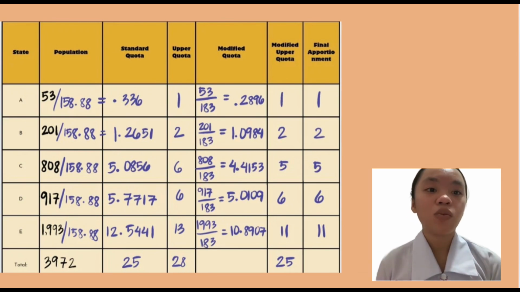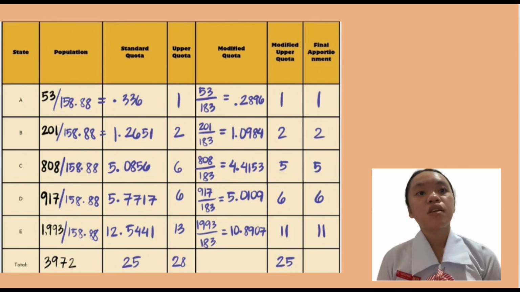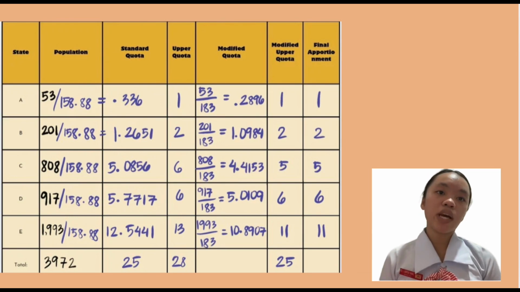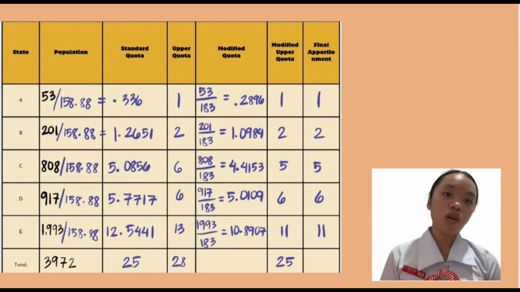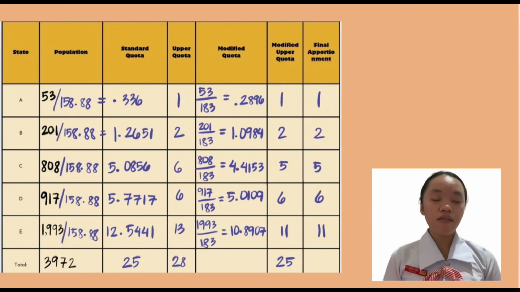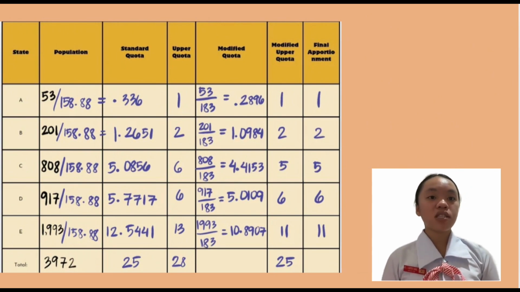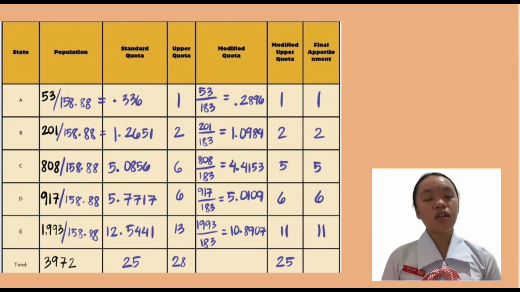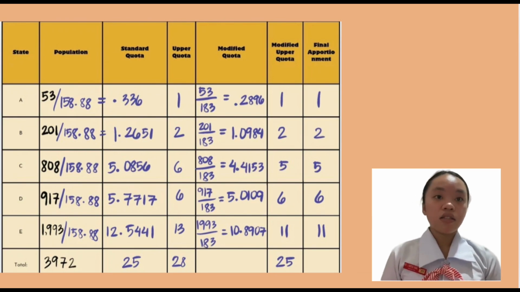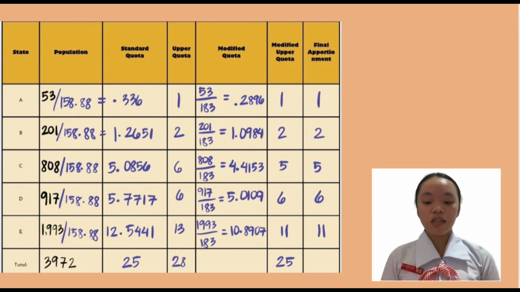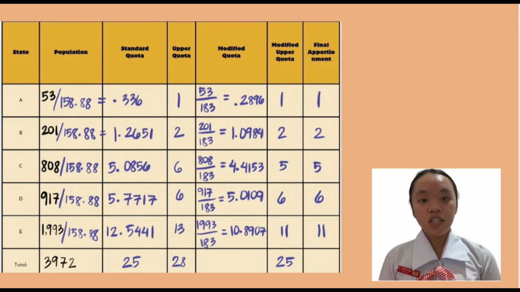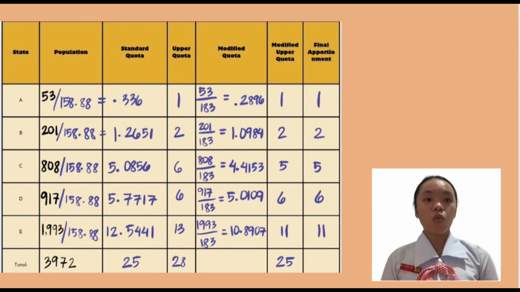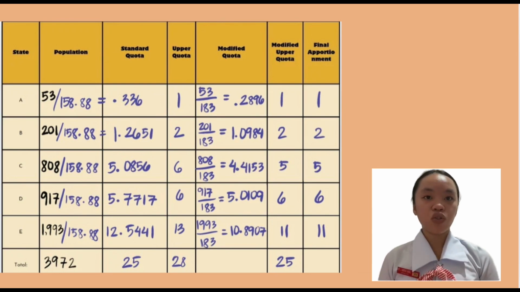Just like what we did in the upper quota, we need to round up. So 0.2896 becomes 1, 1.0984 becomes 2, 4.4153 becomes 5, 5.0109 becomes 6, and 10.8907 becomes 11. Add all the upper quotas and we get a total of 25. That is our final apportionment, which means that 183 is the modified divisor that we need. It is just right. So our final apportionment is 1, 2, 5, 6, 11. And that's how we solve Adams' method.